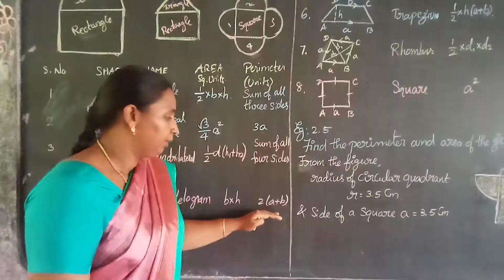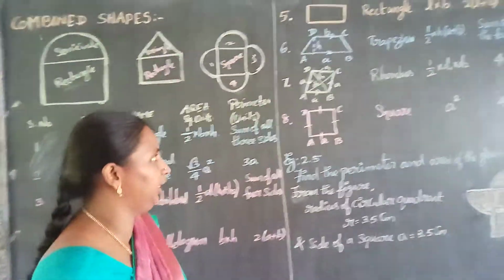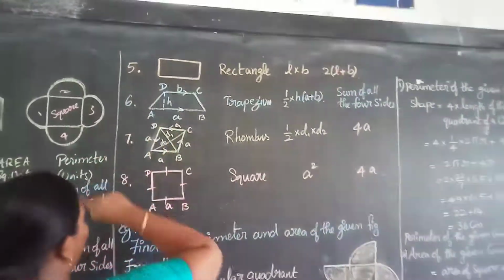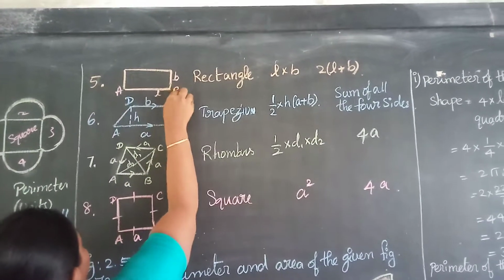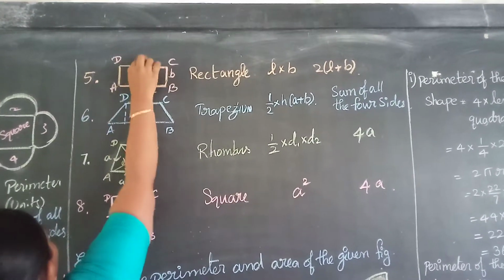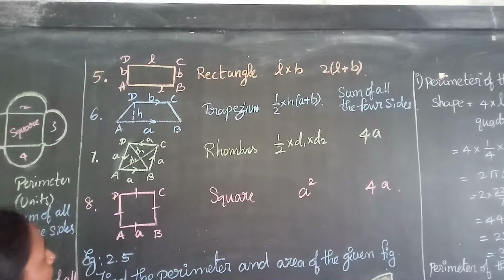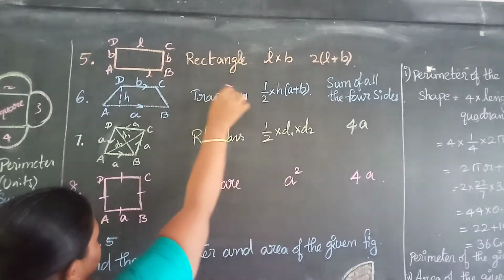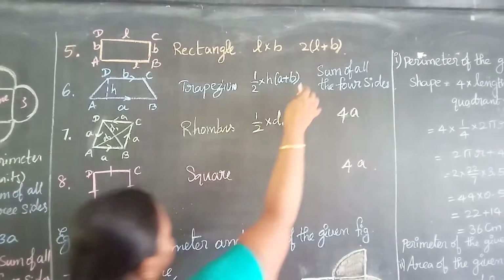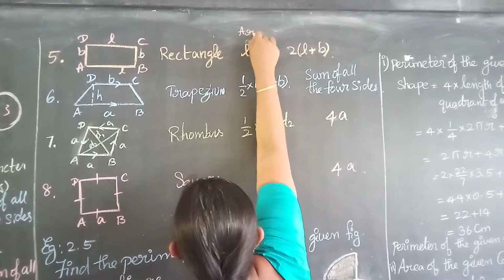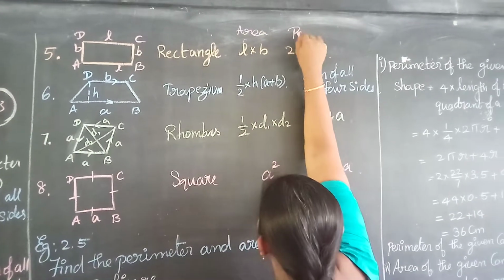So perimeter of a parallelogram is 2 into (a plus b). Next, move on to rectangle, length and breadth. ABCD, here also opposite sides will be equal, you know. That is a rectangle. Already we know the area formula: L into b square units. This is 2 into (L plus b), the perimeter of a rectangle.